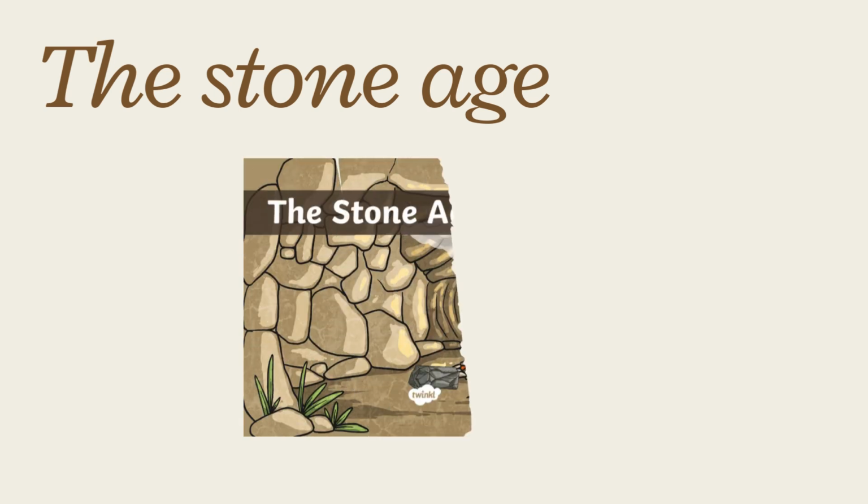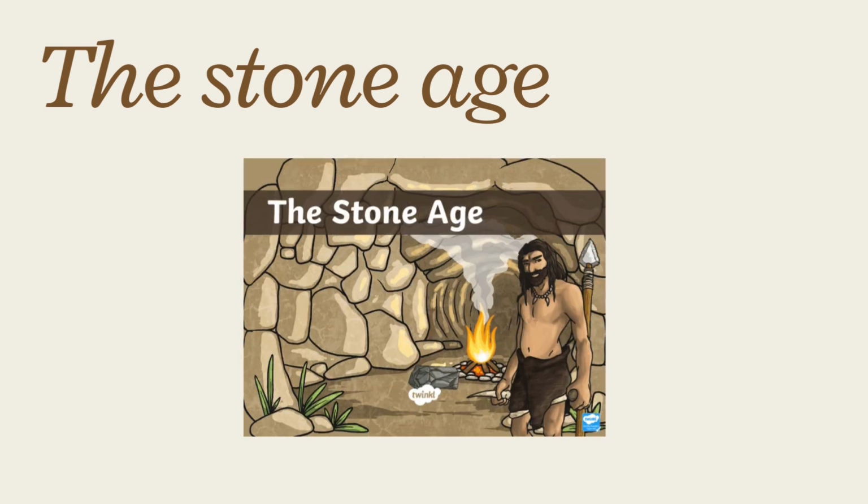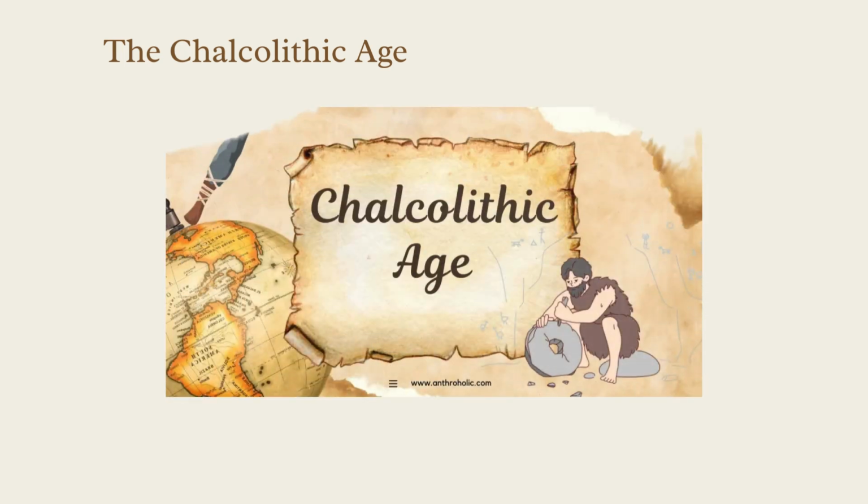It was the Stone Age, which was a time when humans made tools and weapons from stone because they didn't know how to work with metal yet. These stone tools helped them protect themselves and build shelters. Several years later, people discovered how to shape copper into tools and weapons. This period was known as the Chalcolithic Age.